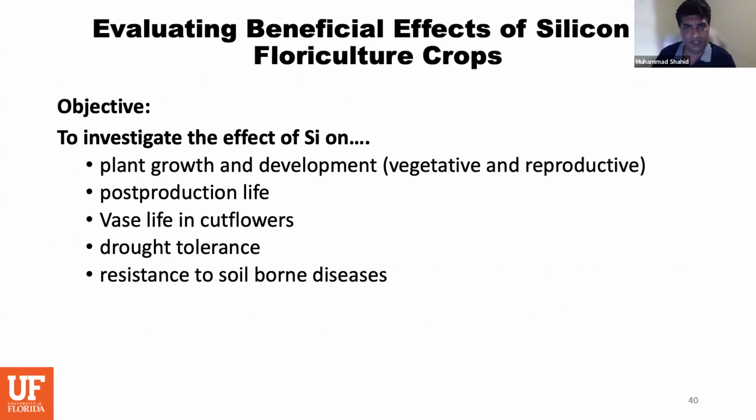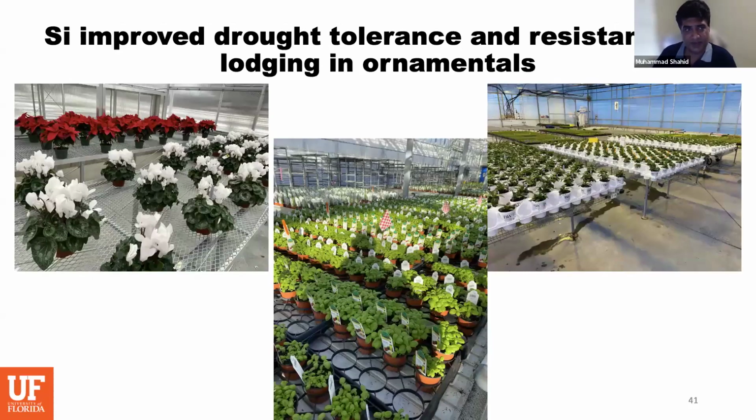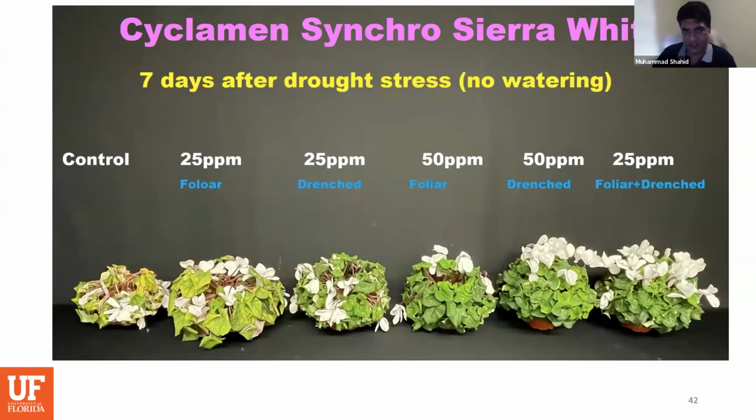I'm going to share some work. Even though I put the UF logo, the work I'm going to share with you was done in my previous institution, University of New Hampshire, where I worked as a greenhouse and ornamental specialist. The main objective was plant growth and development, post-production life, to enhance shelf life, drought tolerance, and resistance to soil-borne diseases. This study was on silicon and drought tolerance. I'm very grateful to Pleasant View Gardens in New Hampshire, who provided us the plants for this study on petunia, lantana, and basil, and there is one more I'm missing. But I will share just some selected results.